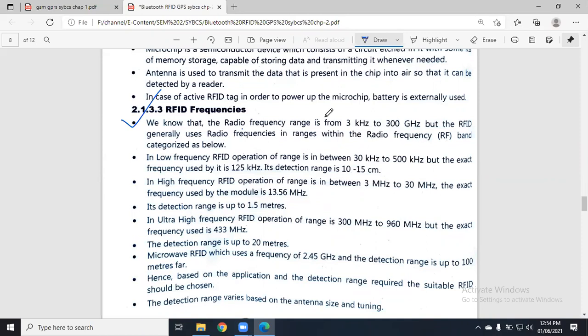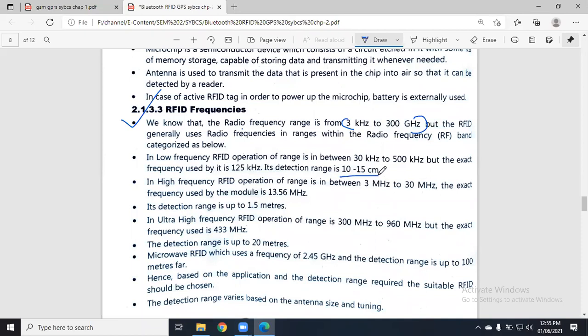And so basically RFID is going to use frequencies in between this band. Okay, we'll see what is low band, high band, and ultra high. The first is the low frequency RFID operation, whose range is between 30 kilohertz to 500 kilohertz. But the exact frequency used is 125 kilohertz. Its detection range is about 10 to 15 centimeters.